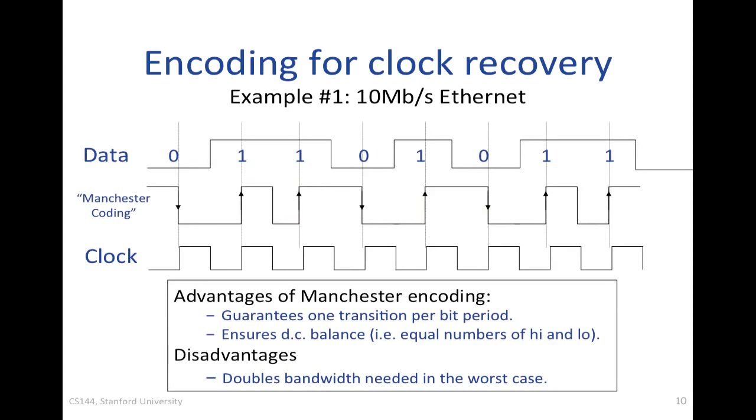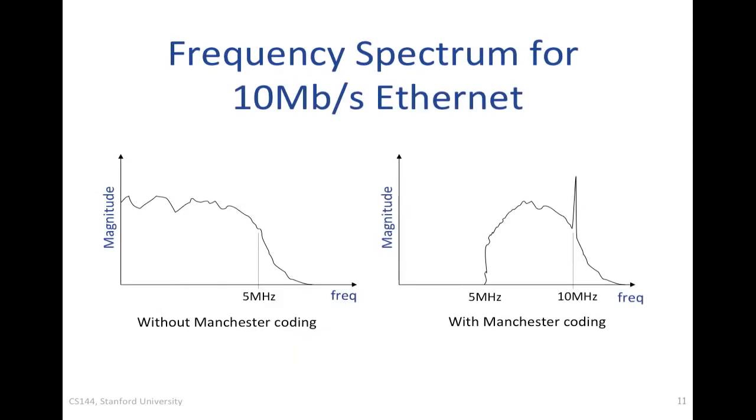Let's look at what this spectrum looks like. This is the frequency spectrum for 10 megabits per second. So in other words, if we take it into a spectrum analyzer, something that will tell us the signal strength as a function of the frequency. And if we were to take the original bit sequence, we would see something like this.